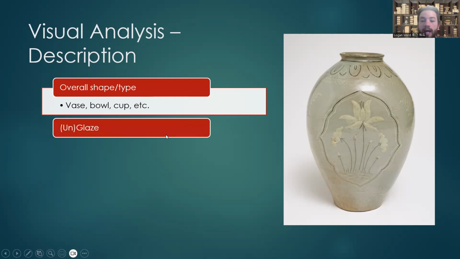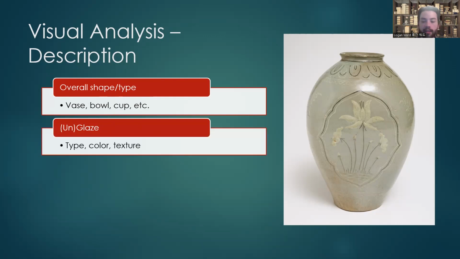Then you want to talk about the color, or the glaze. You can say, oh, it's a Celadon vase, right? So there you say it's a Celadon glazed vase. But you want to talk about the glaze a little bit more specifically. So not just it's Celadon, which is the type, but what specific hue of Celadon glaze is it? Is it that tan or brown color of Celadon, or is it this brighter green color?